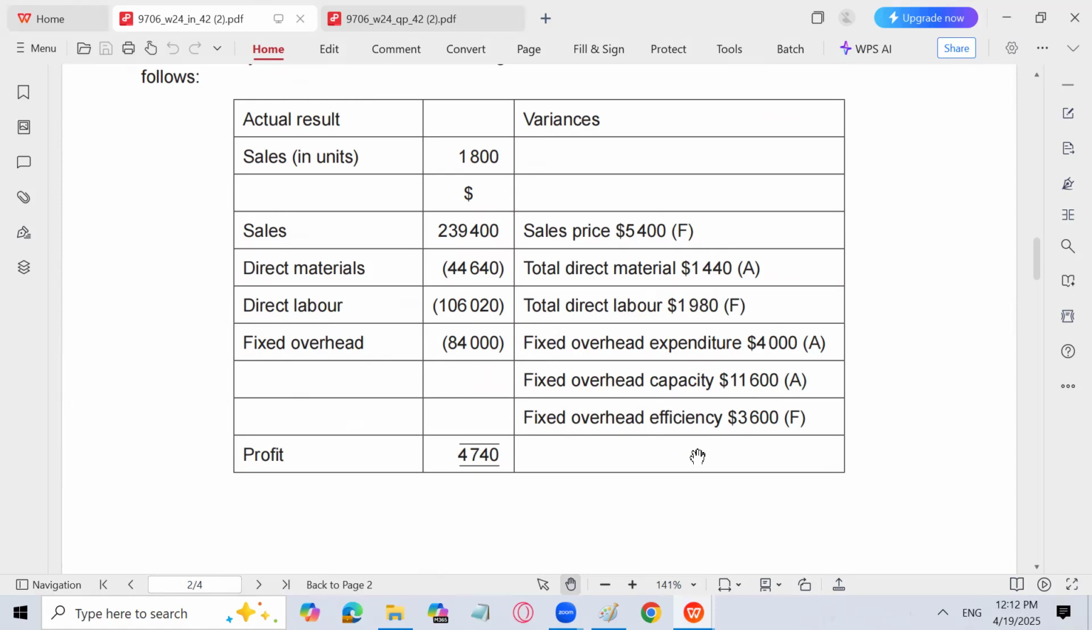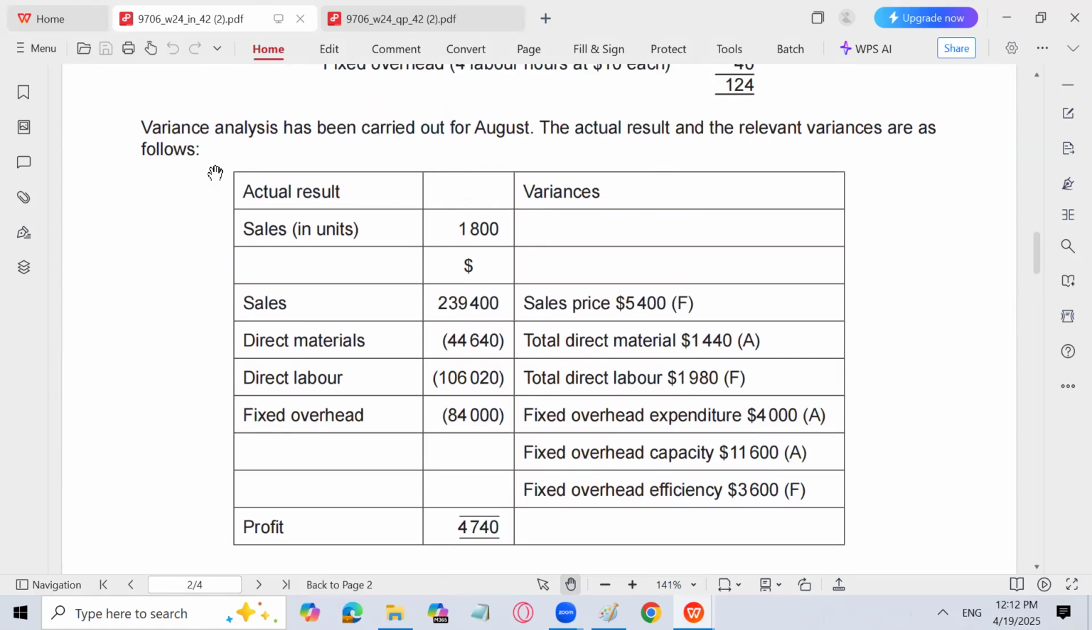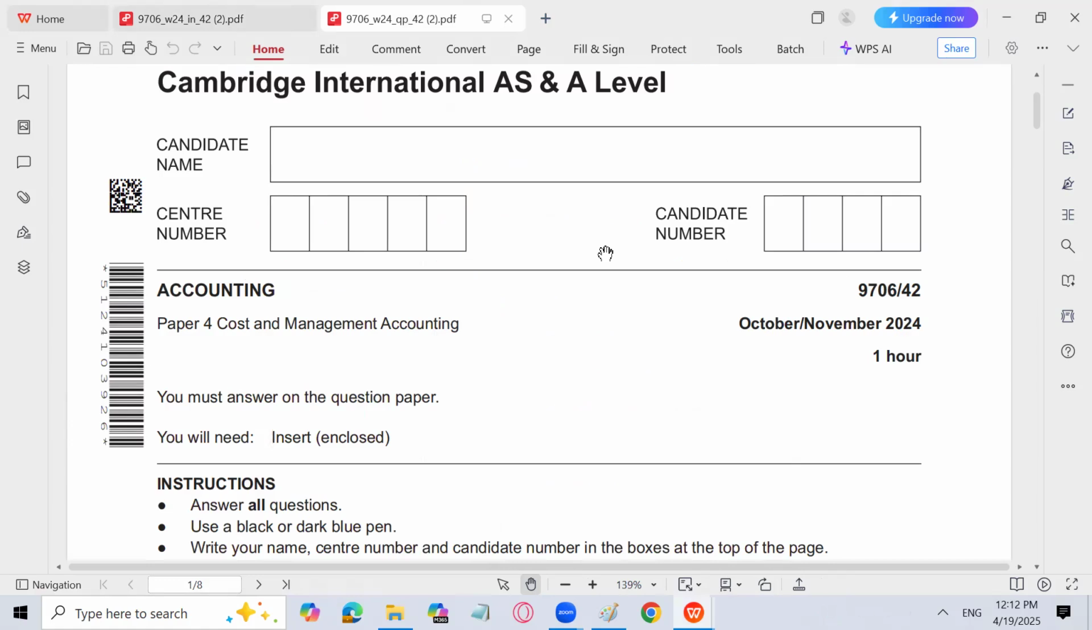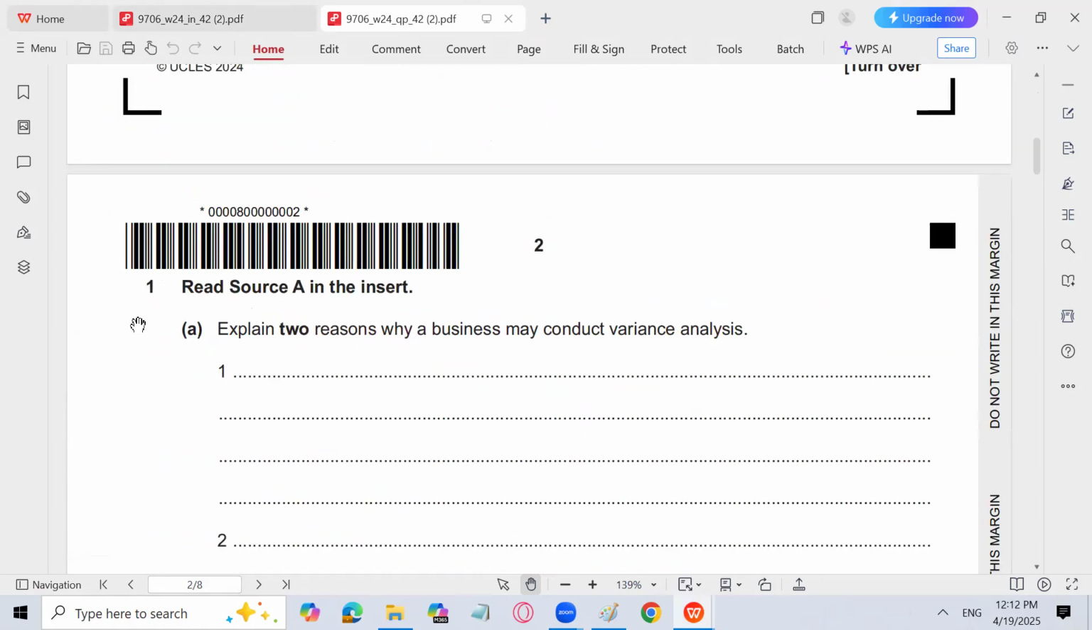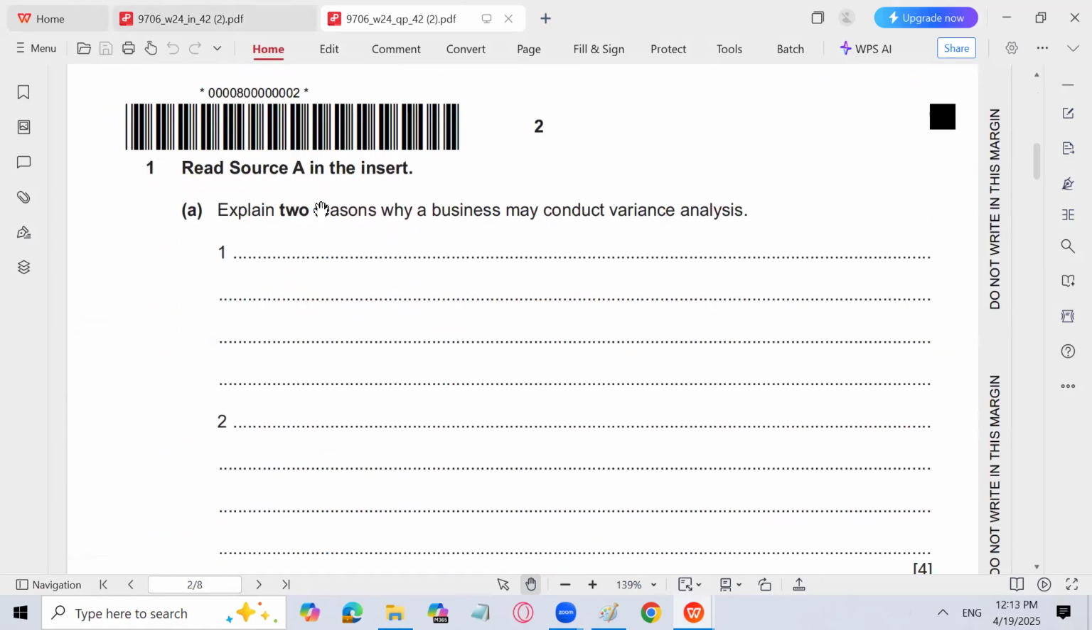So let's see what the requirement of the question is. That is in the question paper, because the insert is given separately. The question paper is always given separately. Read source A in the insert. Explain 2 reasons why a business may conduct variance analysis.